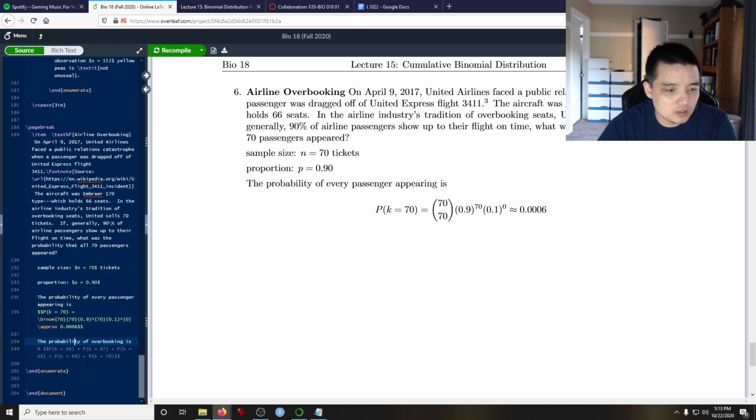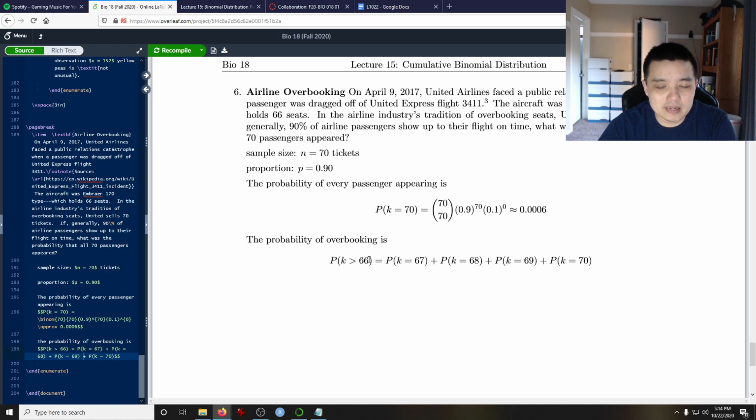Of course, for a slightly realistic calculation, if the aircraft has 66 seats, the probability of overbooking is the probability of more than 66 passengers showing up. So we would need to look at the cases 67, 68, 69, and 70 passengers showing up.